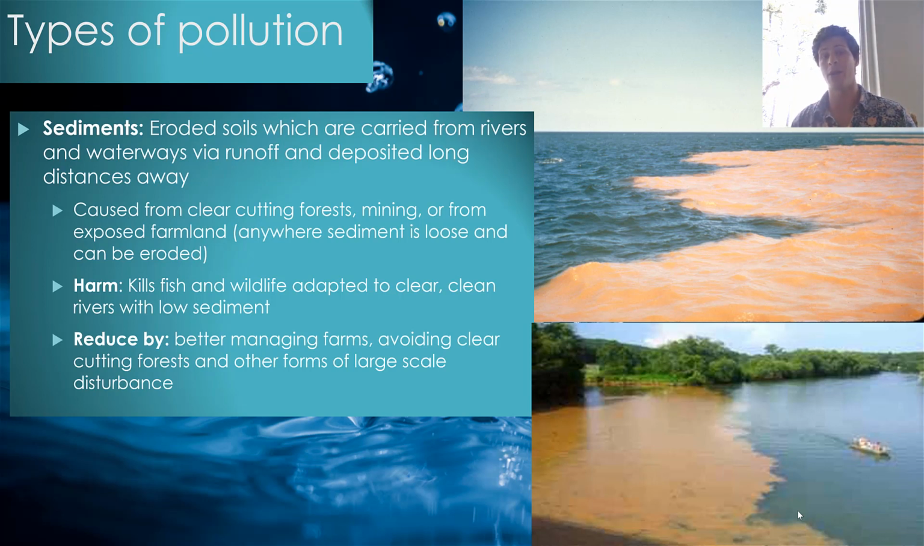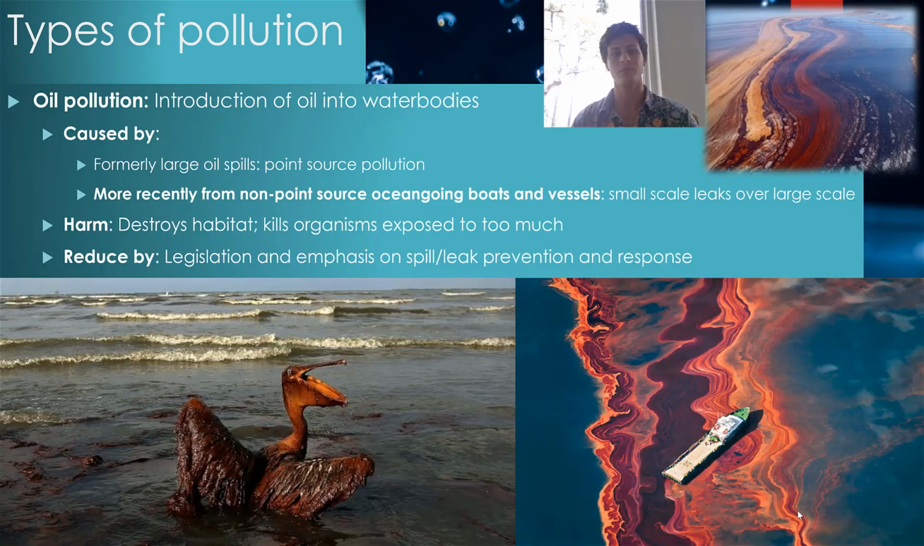We can manage farms better with all the topics that we talked about in chapter 7 with reducing types of erosion, and we can avoid clear-cutting forests by employing the different types of maximum sustainable yield practices as well as ecosystem and adaptive-based management that we talked of in chapter 9. And this can reduce other forms of disturbance as well. Basically, as long as we can limit different types of erosion, we can reduce sediment pollution.